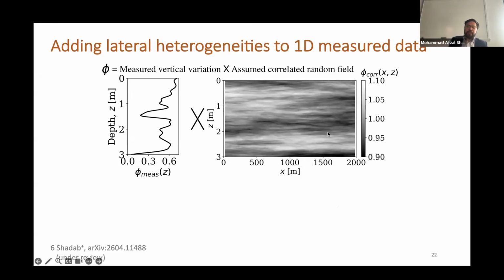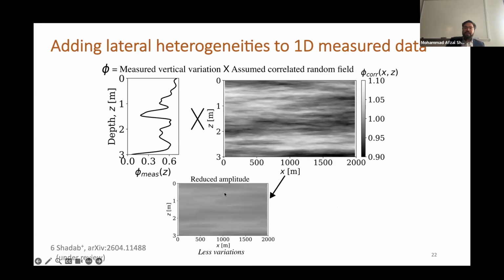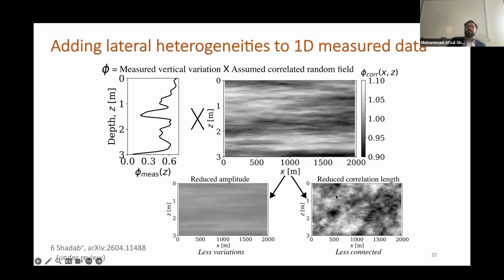The correlated random field depends on 2 parameters. First is the amplitude. If you reduce the amplitude, the variation becomes gray, which means it's the same as a one-dimensional profile, just varying in the vertical direction. There's no lateral variation. The other is the correlation length. If you reduce the correlation length, the features become less connected. So you can see that there is higher spatial variability as you move in the lateral direction.